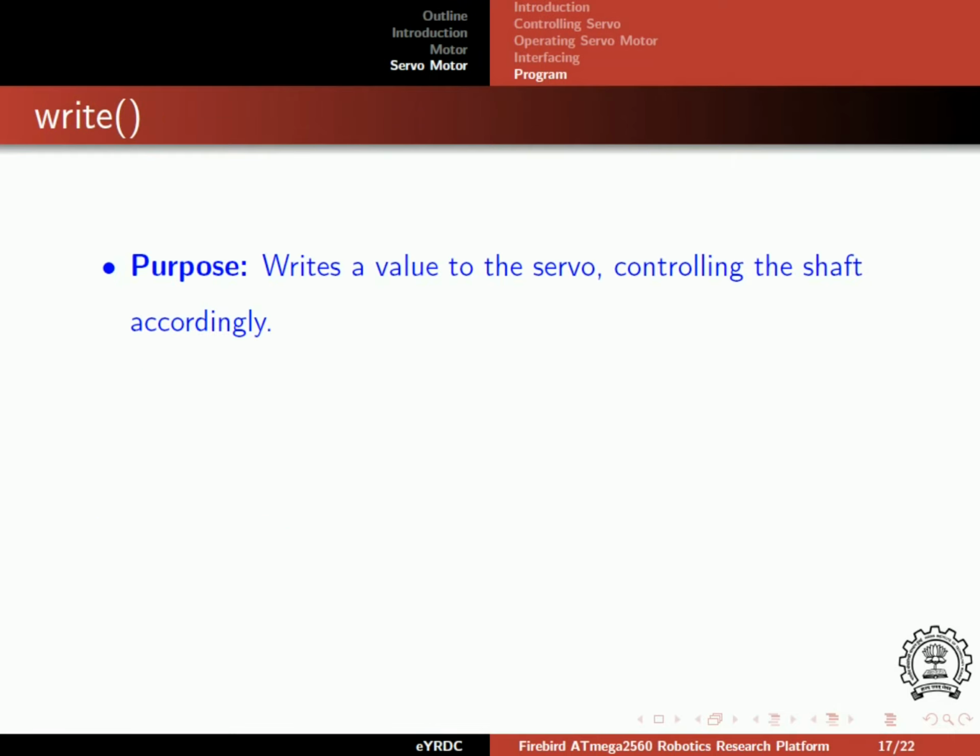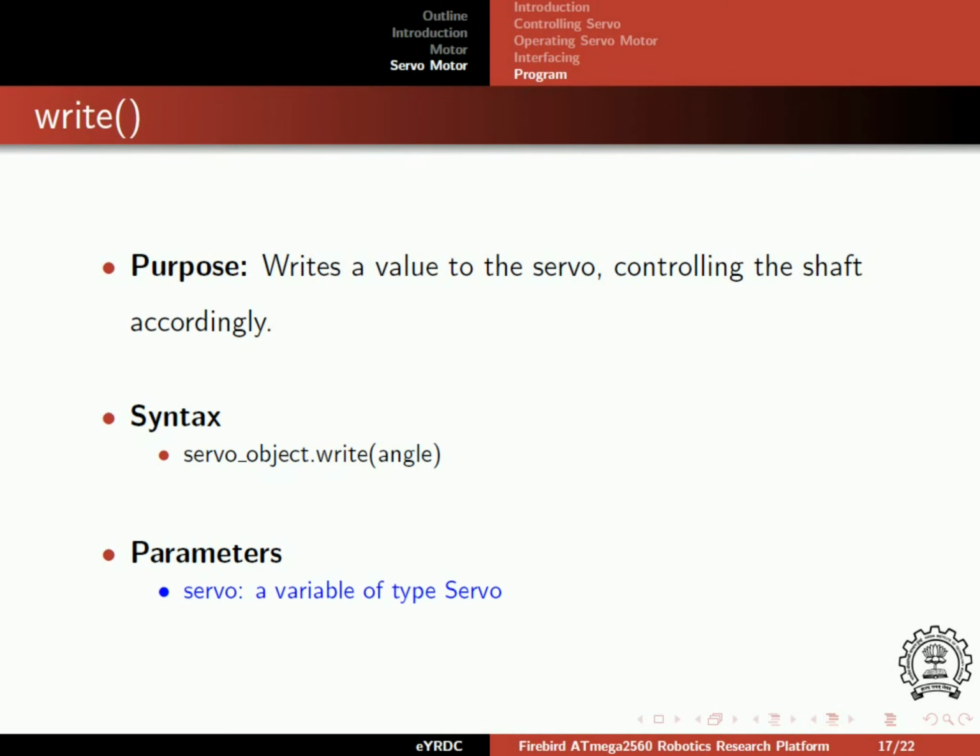Next is write function. Purpose of this function is to write a value to the servo, controlling the shaft accordingly. The function is called with servo object and parameter angle. This function has 2 parameters. First is servo, a variable of type servo. Other parameter is angle, which is the value to write to the servo from 0 to 180.